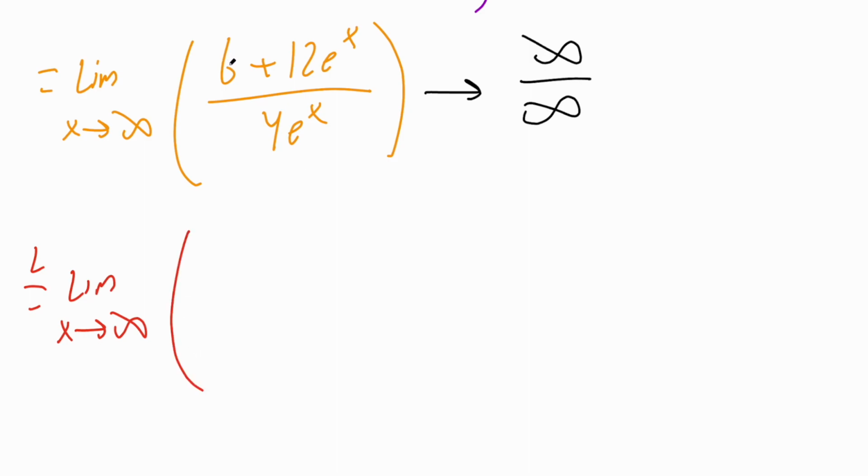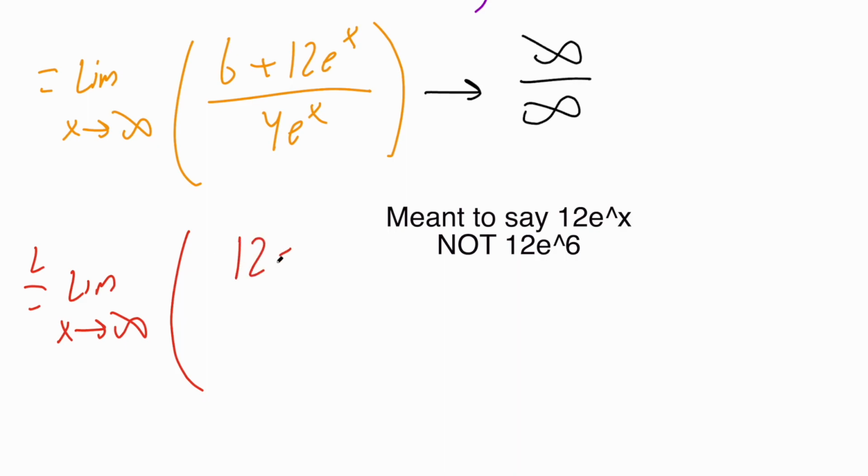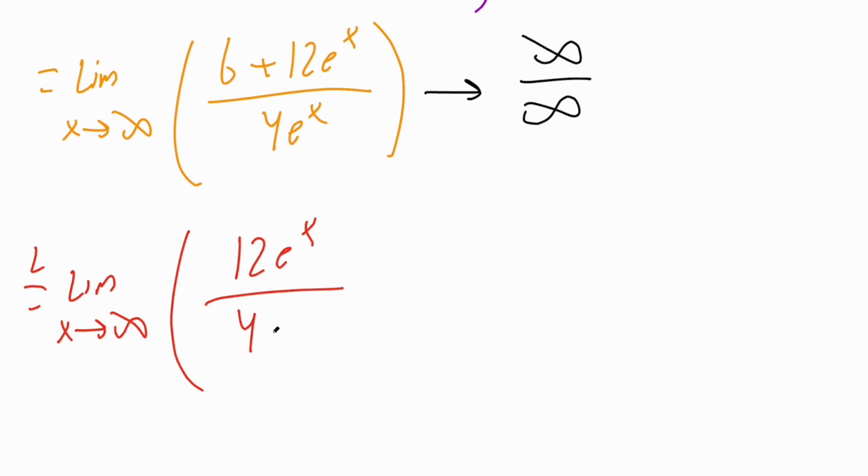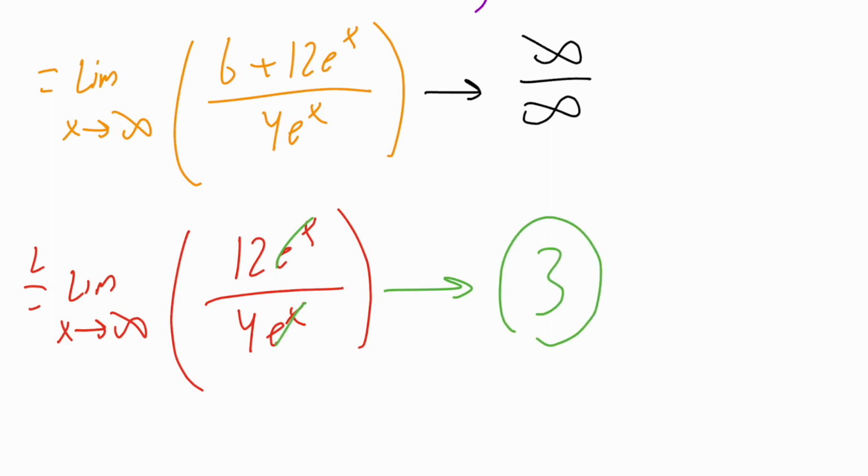And the derivative of 6 is 0. The derivative of 12e raised to x would give us 12e raised to x. The derivative of 4e raised to x would give us 4e raised to x. And then we can simplify it again. The e raised to x would cancel. 12 divided by 4 is 3. And so our final answer would be 3. And that's all we need to do for this problem.